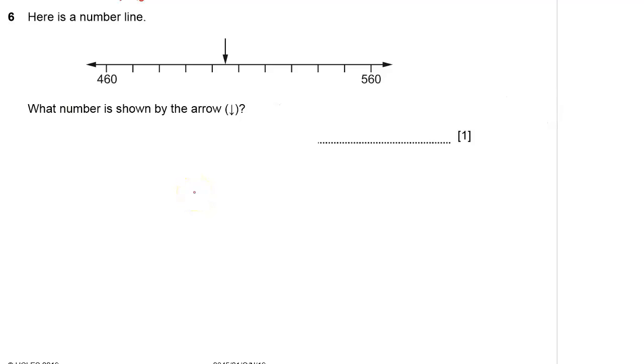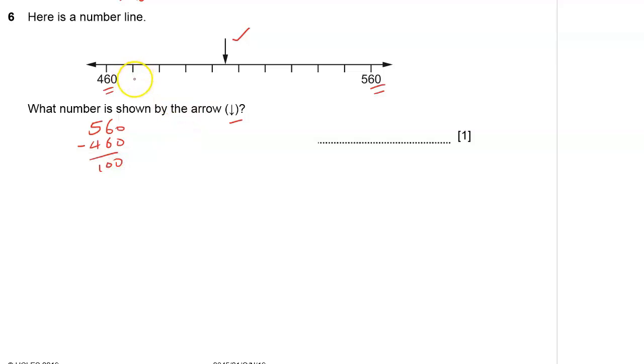Question number 6. Here is a number line. What number is shown by the arrow right there? The arrow that is being referred to is over there. It's always good to know what each of these divisions on the number line represents. To do that, you find the range between 460 and 560, simple mathematics. 560 take away 460 will give us 100.